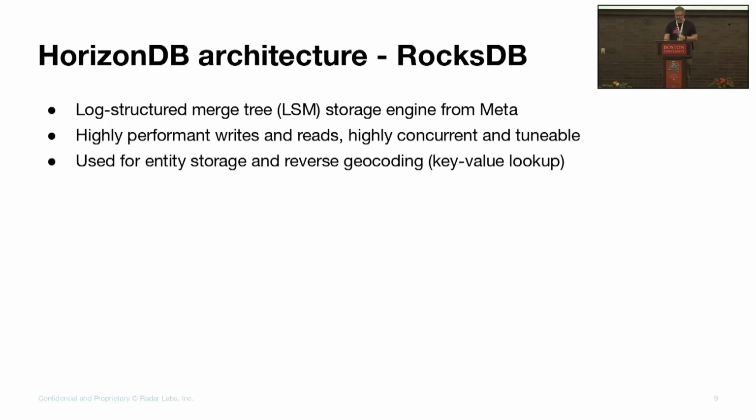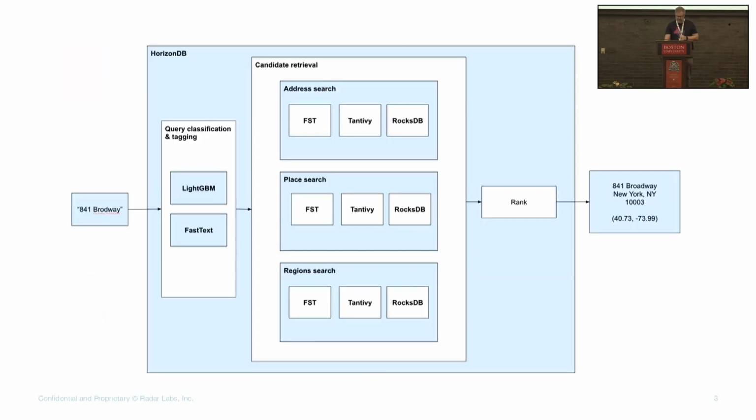So that's really it. Here's the overall picture again. Just real quickly, to go through it again: this query classification tagging stage using machine learning, with some popular libraries there, like GBM, fastText. Then doing the candidate retrieval with FSTs and Tantivy, and then looking up the data from RocksDB, and then ranking that and producing an output.